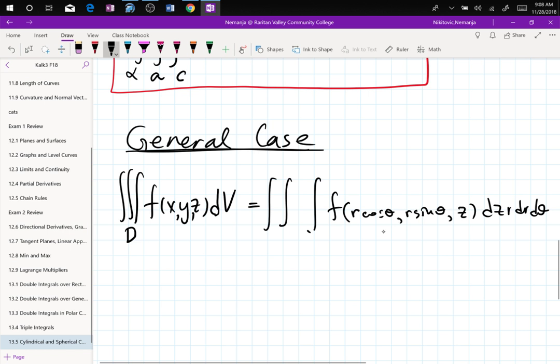For my triple integrals, I have alpha and beta. For angle, do I want the full circle, 2 pi? Do I want a wedge, 0 to pi over 4? Do I want 1 petal of a rose?